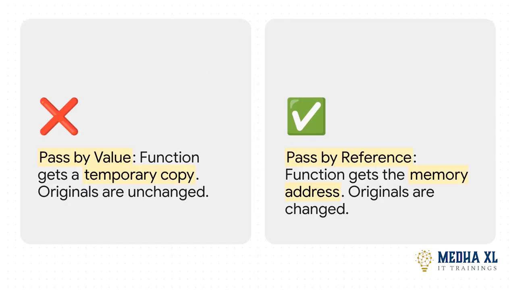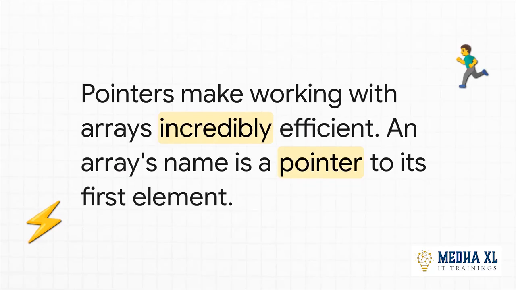Pointers to the rescue. Look at the left side. That's the normal approach. Pass by value. The function gets copies and the swap fails. The original x and y are unchanged. But now look at the right. Instead of passing the values, we pass their addresses using that ampersand. Now the function has the real location of x and y. It can reach out and modify them directly. The swap works.